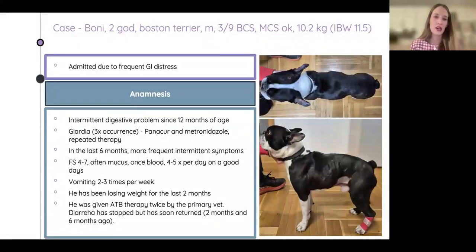once it was blood. The frequency is 4 to 5 times per day on a good day, and then vomiting also sometimes happens 2 to 3 times per week. He has been losing weight for the last 2 months, and the owner thinks that it is due to the diet that the dog is currently eating, because he's not liking it that much. And then the dog was given antibiotic therapy 2 times, 2 months ago and 6 months ago, and then diarrhea would normalize, but then soon returned.